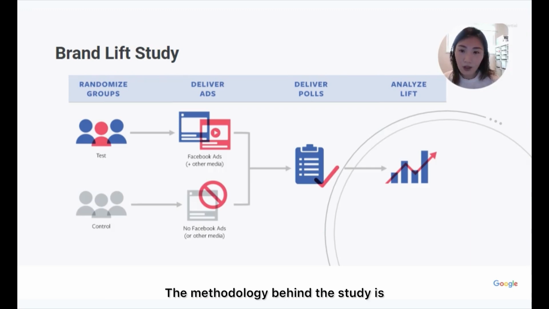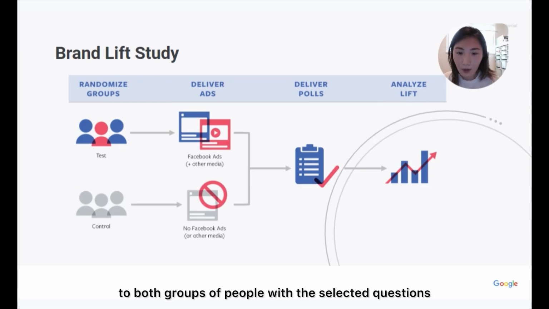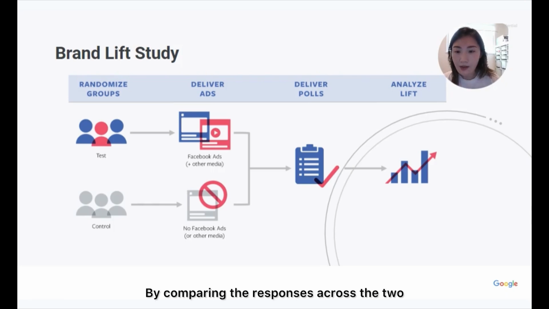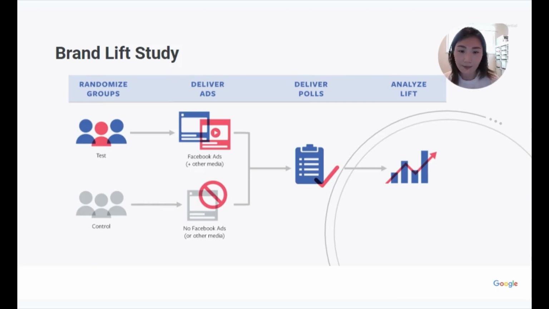The methodology behind the study is that we would hold out a control group from your target audience, which we will not deliver ads to, whereas for the remaining test group users, ads will be delivered as usual. Then, an online poll will be delivered to both groups of people with the selected questions. By comparing the responses across the two, we'll be able to measure the brand uplift brought upon by the platform campaigns.